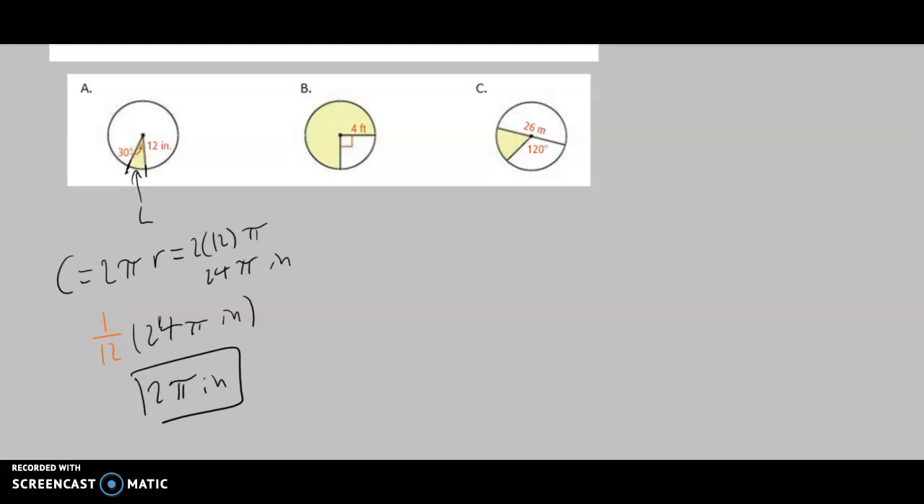All right, so we're going to use the same process for part B and C. Let's see if we can do this a little quicker. So we want to find the total circumference of the circle for part B. So let's say the circumference is 2 pi times the radius. So the radius here is 4 feet. So our circumference is going to be 8 pi feet.